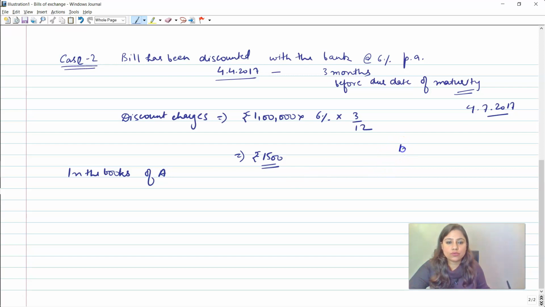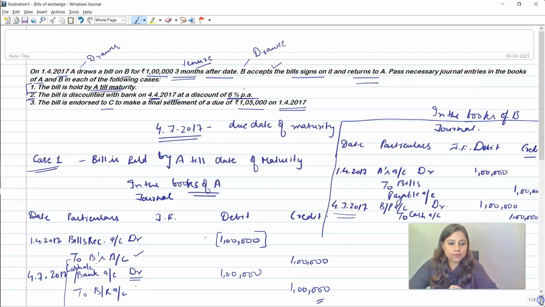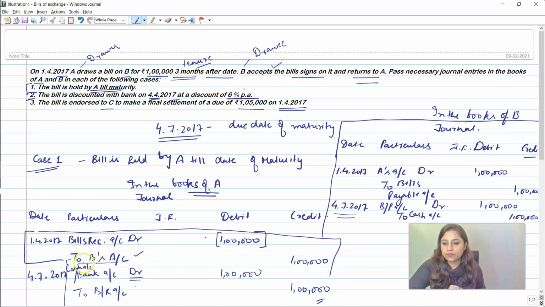So how we would be passing the entries in the books of A and in the books of B. The first entry that we passed in case 1 would remain the same, wherein the bills receivable is being created in the books of A and bills payable is being created in the books of B. The entry will be the same in all 3 cases, as in, before discounting of the bill, such entry shall be passed in the books of A.